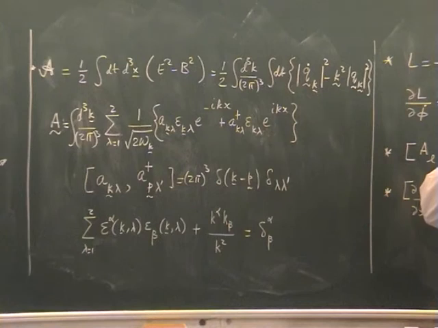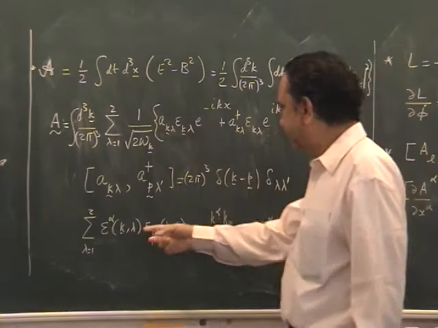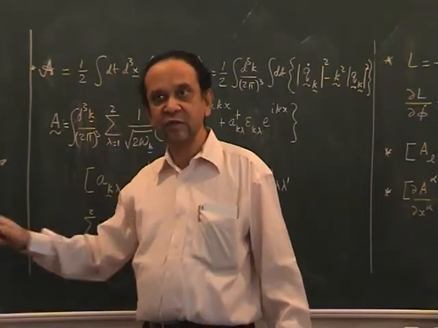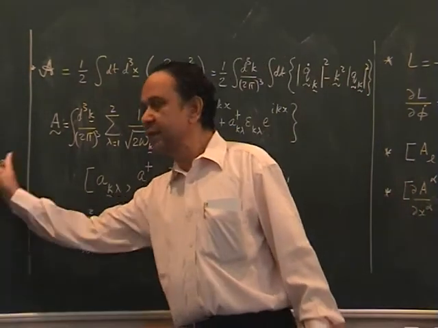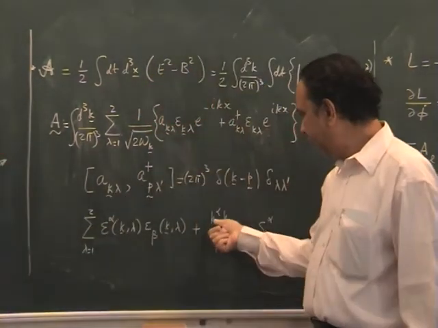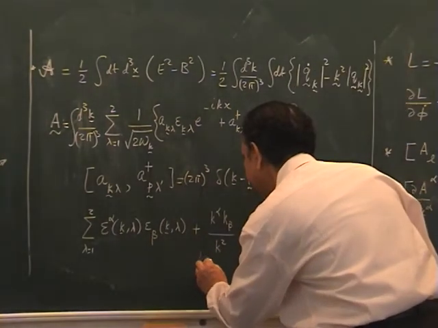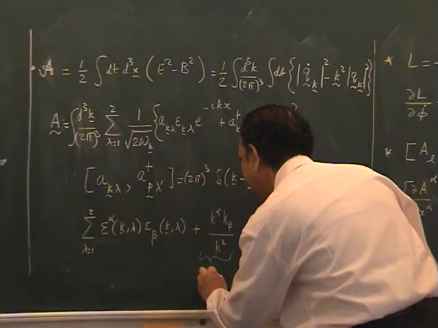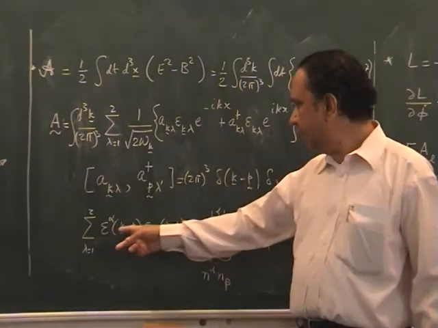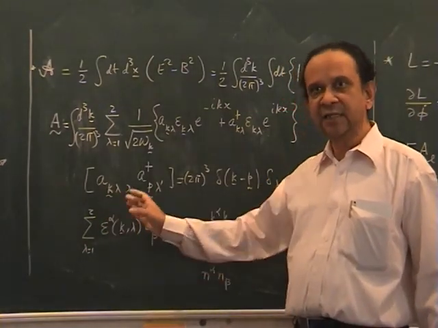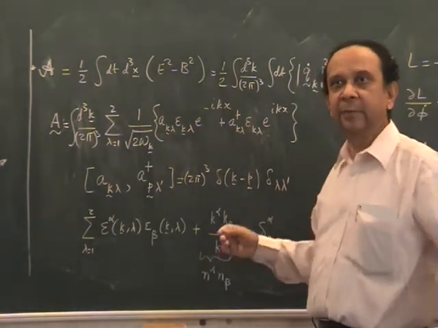Now what does this mean? This is a trivial relation actually. These epsilon alpha beta are unit vectors in these two directions. k alpha upon k is a unit vector in this direction. So if I think of k alpha upon k as some vector n alpha, this is essentially equal to n alpha n beta. So what I am saying is that epsilon 1 alpha beta plus epsilon 2 alpha beta plus n alpha n beta is equal to delta alpha beta.